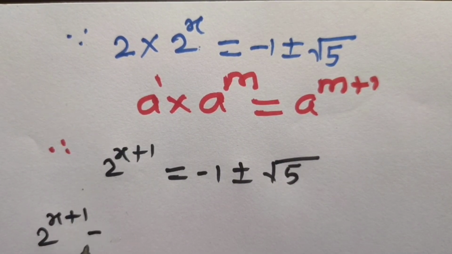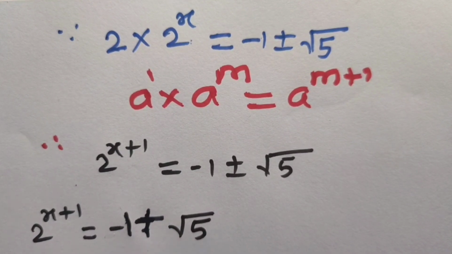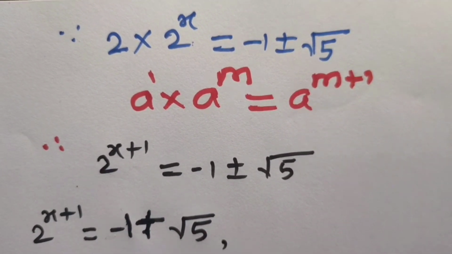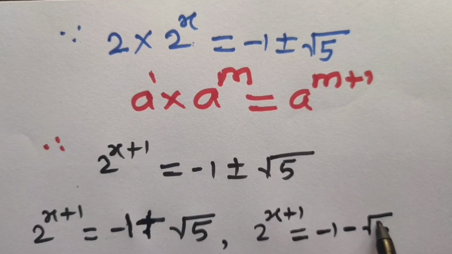is equal to, one value of 2 to the power x plus 1 will be minus 1 plus square root of 5, and another value for 2 to the power x plus 1 will be minus 1 minus square root of 5.